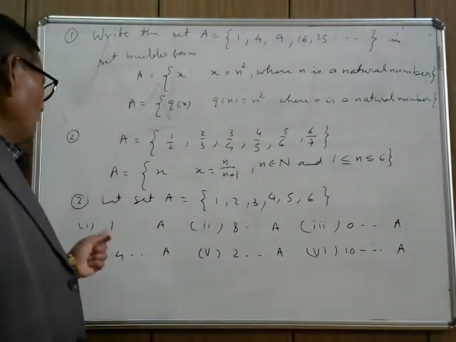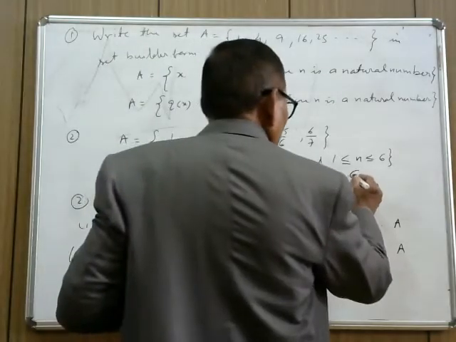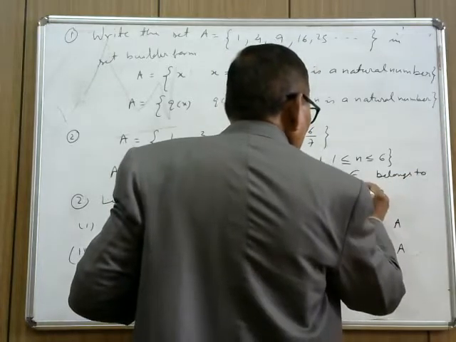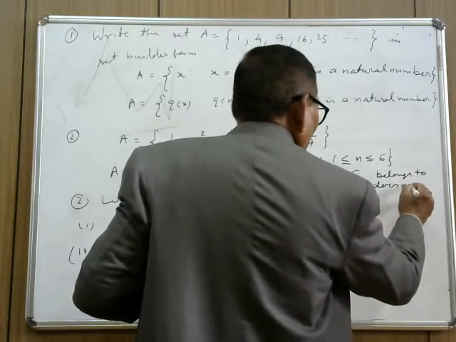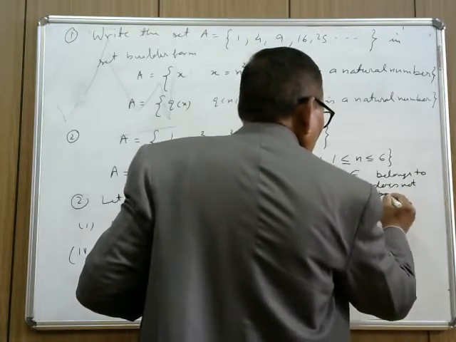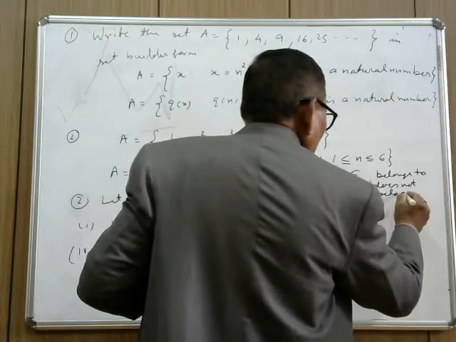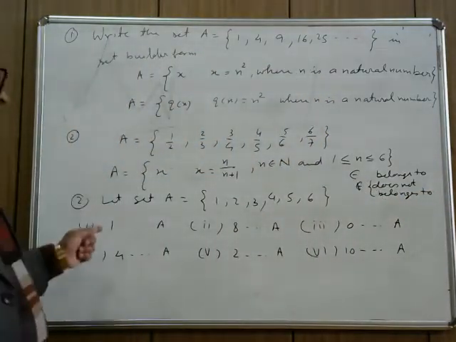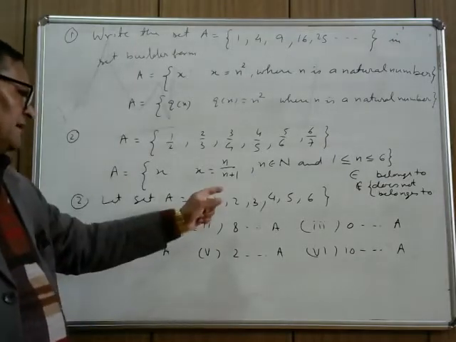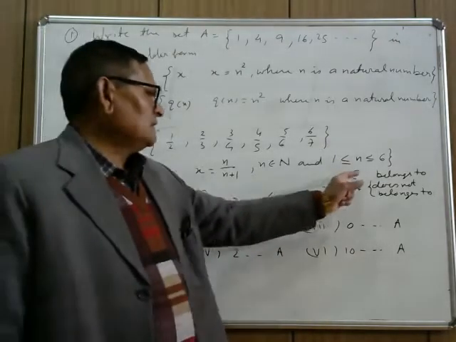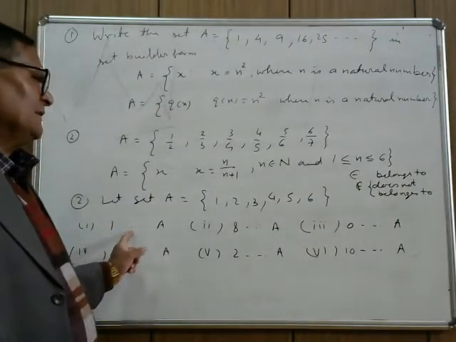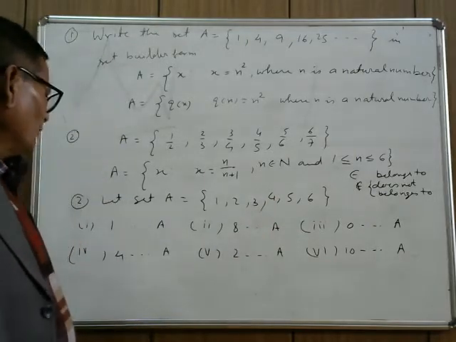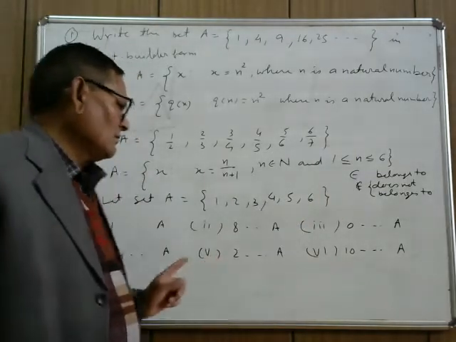Now you find out whether we put the symbol, this is read as belongs to, and this does not belong to. If the given element is present in the set, then this symbol comes at this place. And if this element is not present in the set, then your second symbol will come here.